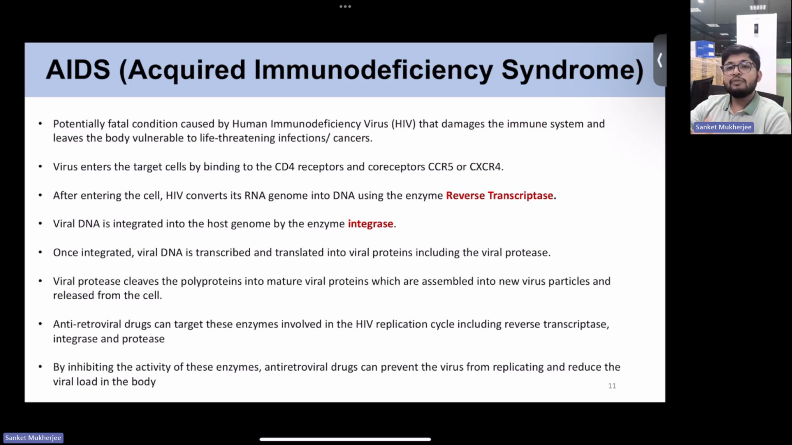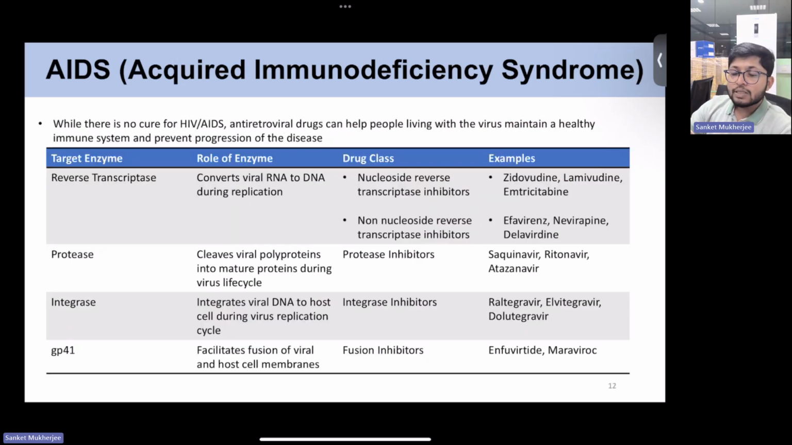By inhibiting the activity of these enzymes, antiretroviral drugs can prevent the virus from replicating and reduce the viral load in the body. While there is no cure for HIV or AIDS, antiretroviral drugs can be used to help people living with the virus maintain a healthy immune system and prevent the progression of the disease.